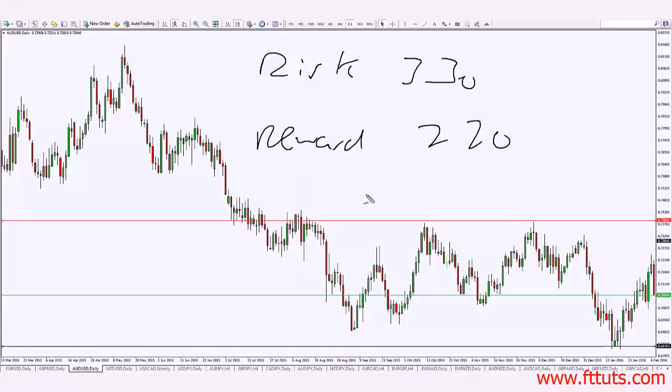So what is your risk to reward? Very simple. Your risk to reward on this trade is, for every dollar you're risking, you are looking to make 67 cents. Just a very simple mathematical calculation. You just take 220 divided by 330, you get 0.67. So for every dollar you risk, you are looking to make 67 cents.